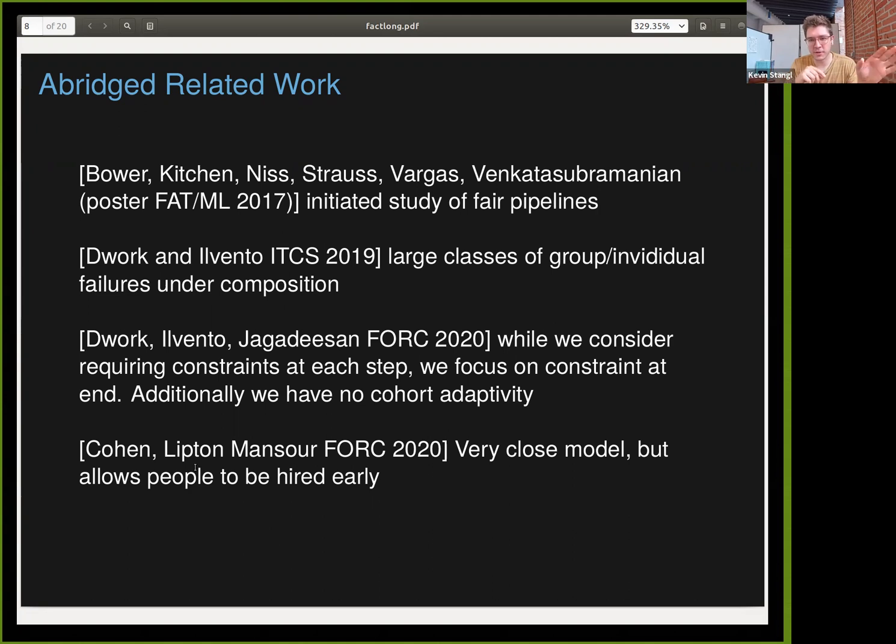In our model, we don't allow people to be hired early. You have to get to the very end. One interesting thing between our paper and their paper is they have a very beautiful, simple, greedy algorithm about when you should stop, a sort of greedy hiring rule. I thought we'd have a similar result in our paper, and it seems like we don't, due to subtle differences in our pipeline model. I feel like there's one other thing I wanted to say about that paper.